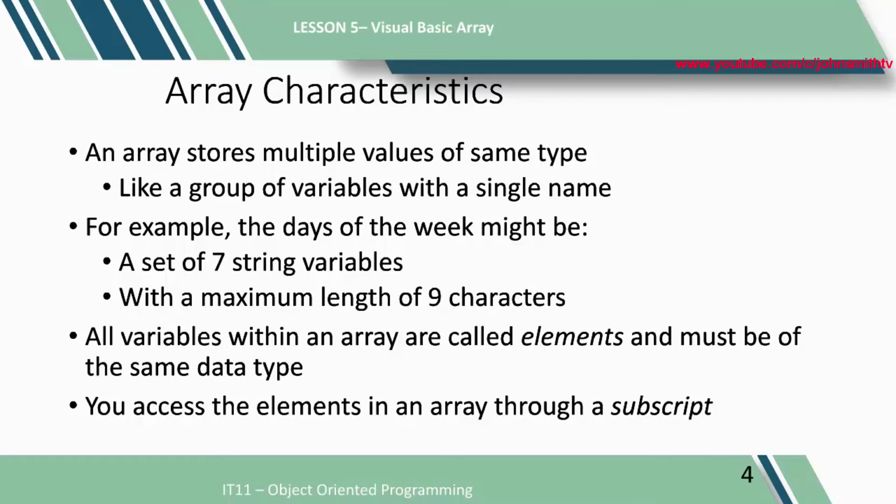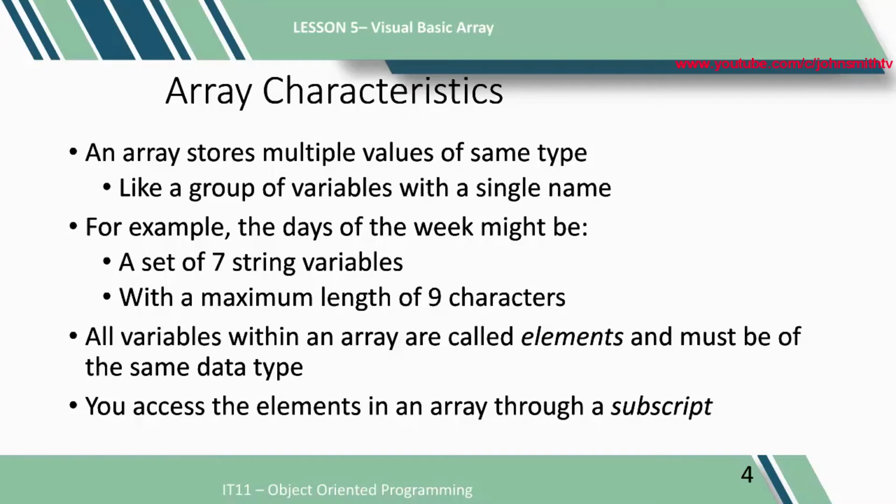Array characteristics. An array stores multiple values of the same type. It is like a group of variables with a single name. For example, the days of the week might be a set of 7 string variables, with a maximum length of 9 characters. All variables within an array are called elements and must be of the same data type. You access the elements in an array through a subscript.